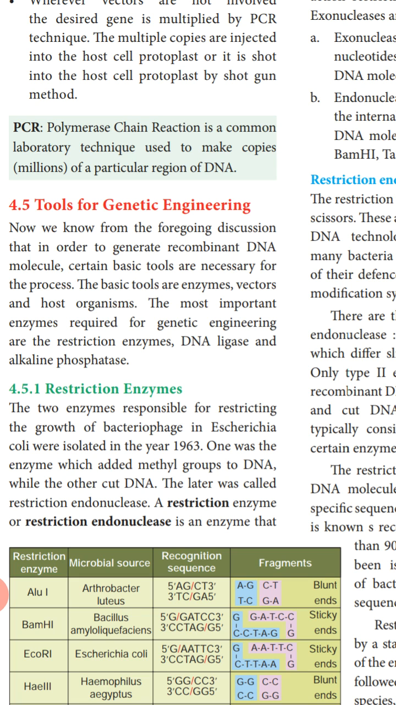So for genetic engineering to be done, we require enzymes. Basically we require three major types of enzymes. One is the restriction enzyme, the next is DNA ligase, and the third type is alkaline phosphatase. So let's study each enzyme in detail now. First, the restriction enzyme. The two enzymes responsible for restricting the growth of bacteriophage in Escherichia coli were isolated in the year 1963. One enzyme added a methyl group to DNA, while the other cut the DNA.